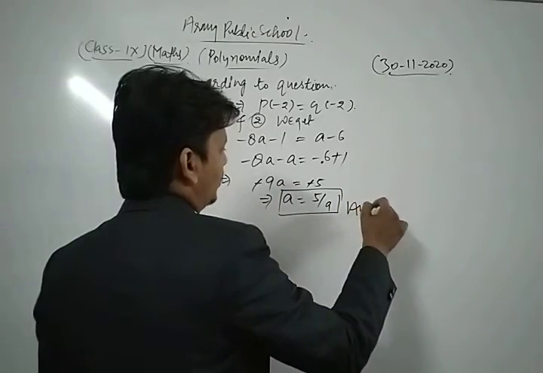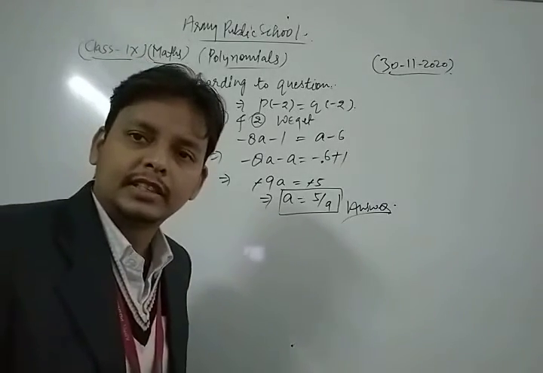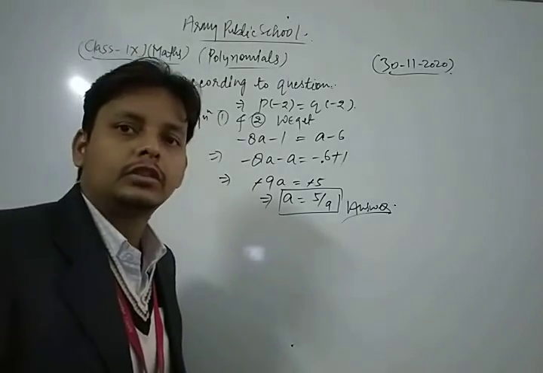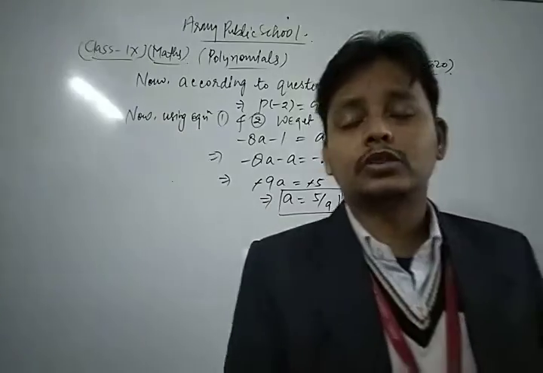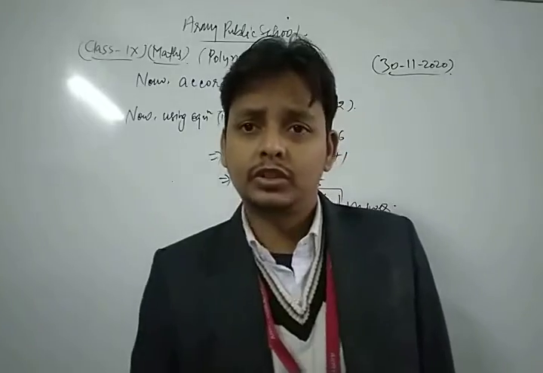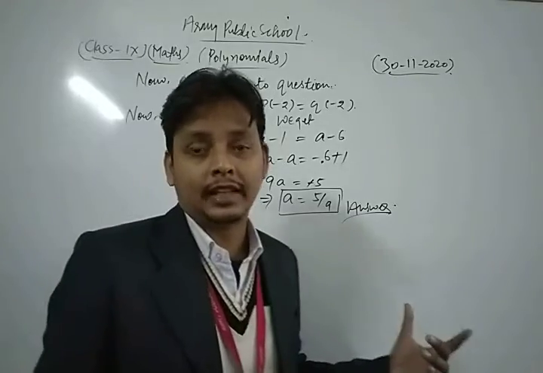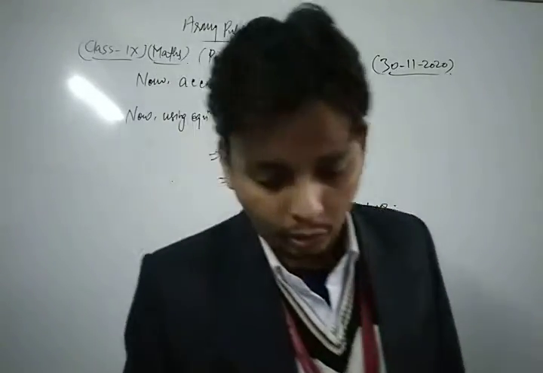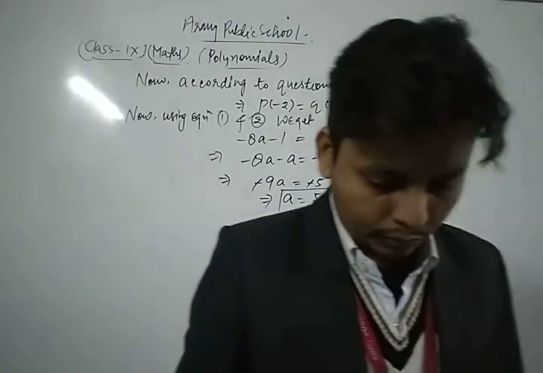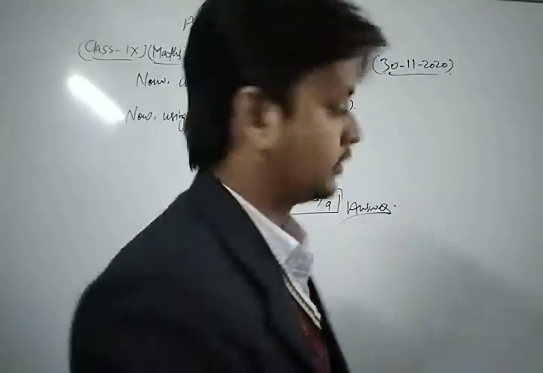Thus, in this way, dear students, the value of a is 5 by 9. This is the method to solve this type of question. In this way you can solve each and every question of your NCERT exercise based on the topic polynomials, in that chapter on the remainder theorem. Now, dear students, we take and solve one more question based on the same topic. Let's see.